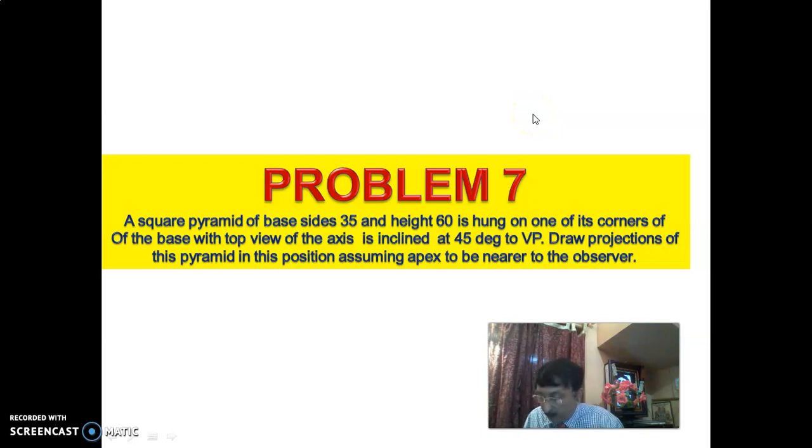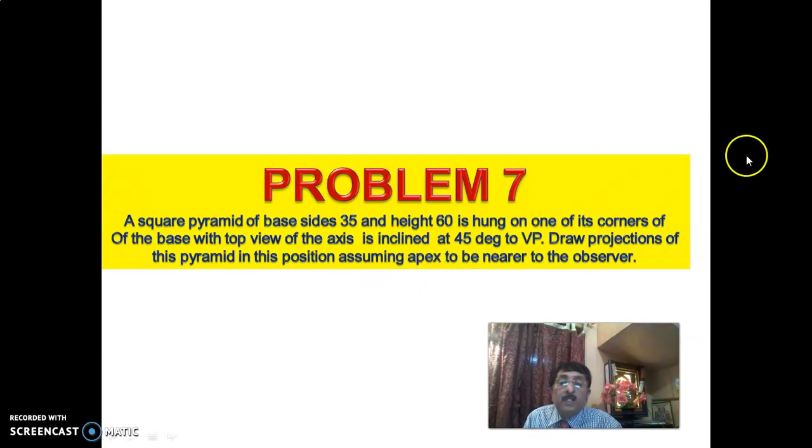Now we move on to problem number 7. In this problem number 7, a square pyramid of base size 35 and height 60 is hung on one of its corners of the base with the top view of the axis inclined at 45 degrees to VP. Draw projections of this pyramid in this position, assuming apex to be nearer to the observer.